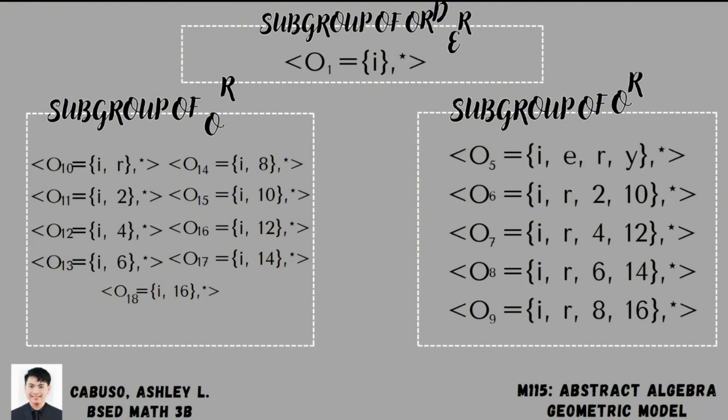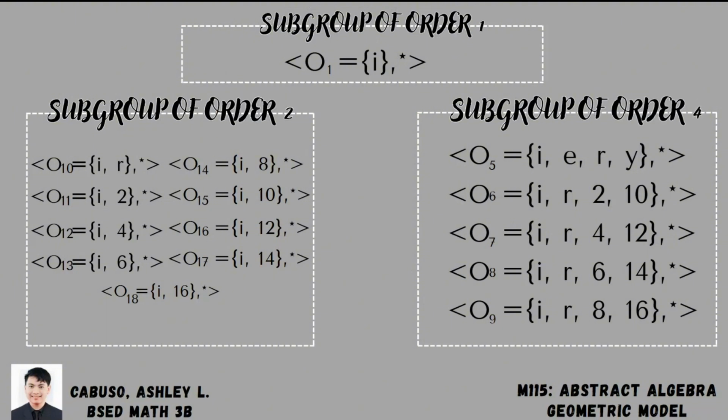Let's now look at the subgroups we identified and classify them by their orders. Subgroup of order 1, which is the trivial subgroup: O sub 1 is equal to I. Then, subgroups of order 2, or the smallest proper subgroups: O sub 10 is equal to IR, O sub 11 is equal to I2, O sub 12 is equal to I4, O sub 13 is equal to I6, O sub 14 is equal to I8, O sub 15 is equal to I10, O sub 16 is equal to I12, O sub 17 is equal to I14, O sub 18 is equal to I16.